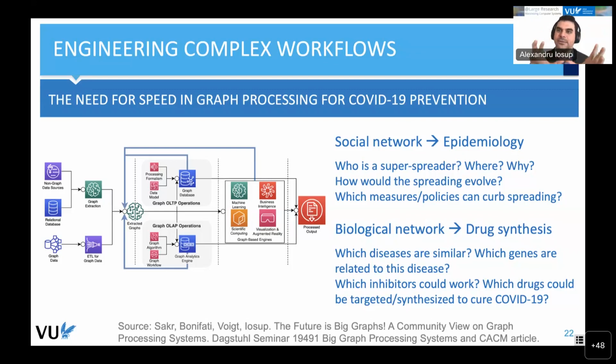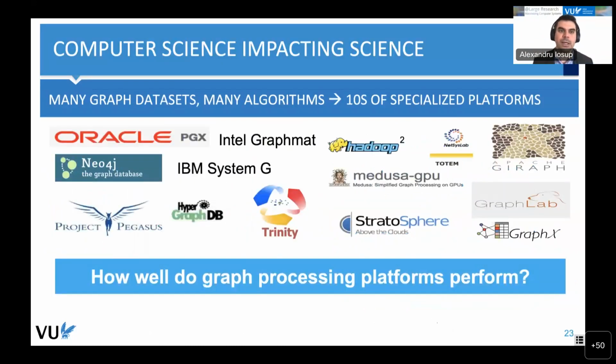All this stuff needs to exist, be engineered, and actually run. And it needs to run at the proper speed, so with the right performance. Otherwise, nobody can use it, at least not for something as important as finding answers in the COVID-19 pandemic. So this raises as a question how to actually build the graph processing part of these workflows.